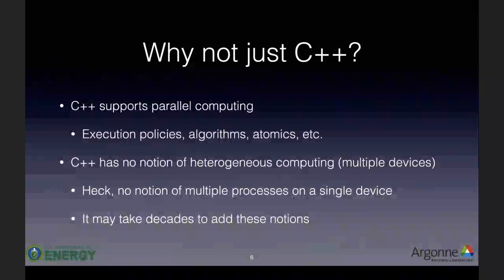A question that comes up is, why don't we just use plain C++ for everything? Because C++ does support parallel computing. We're coming up with executors, there's execution policies, algorithms, atomics. But the major piece C++ is missing is any notion of heterogeneous computing, of having multiple devices. There's not even a notion of multiple processes on a single device. Shared memory across processes does not exist, and it's not part of the object model.